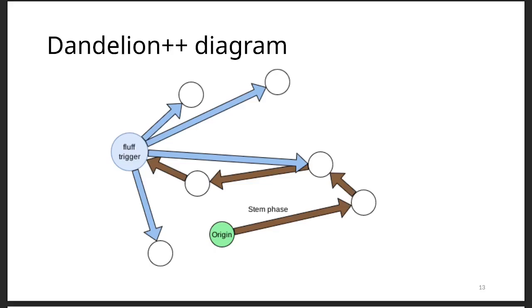Here is a visualization of how Dandelion++ works. The origin node, in green, sends the transaction to a single other node. The peer node relays the transaction to single nodes a few times in the stem phase, in brown arrows. When the stem phase transaction reaches a node currently in the fluff state, like the node in blue, the transaction is broadcast to all the node's peers so that it spreads throughout the network quickly.